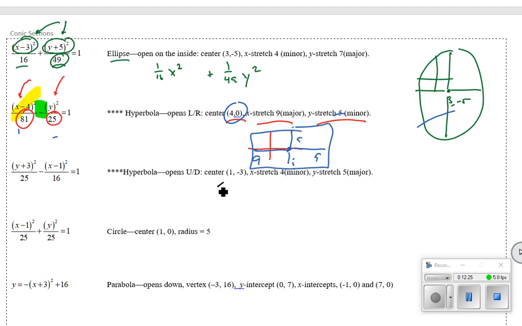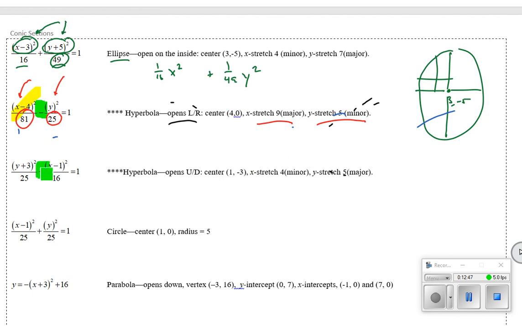And if I connected these corner points here, again, I know it opens left and right. It's going to kind of mirror those diagonal lines I just drew. I'm not going to ask you to sketch that. That would be kind of hard to do on the computer, but that's the idea. Let's look at this next one.